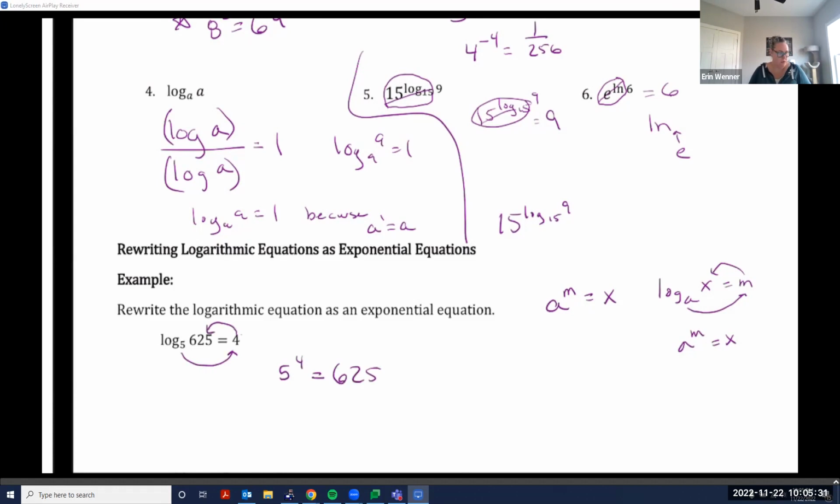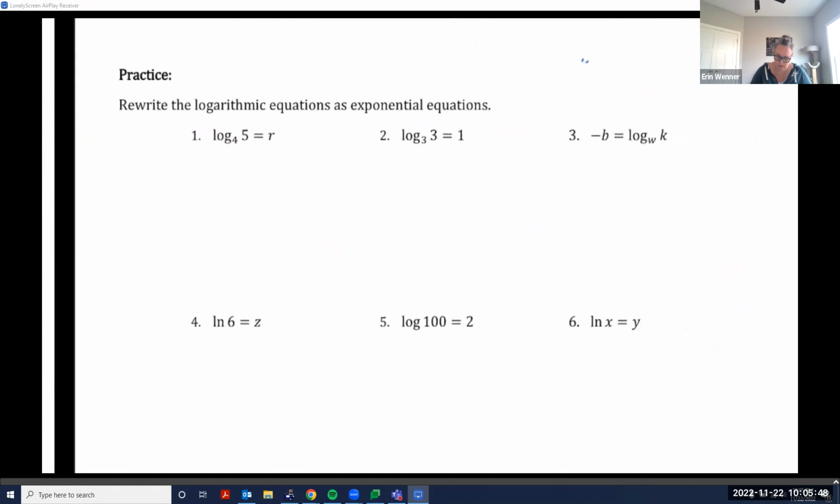Okay, so if I go to the next page, again, we're just practicing these formats. In number 1, I have log base 4 of 5 equals r. Again, we're converting it from logarithmic to exponential. So I'm going to say 4 to the r equals 5.